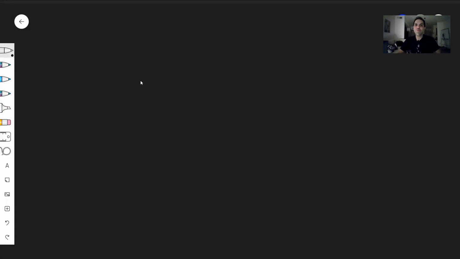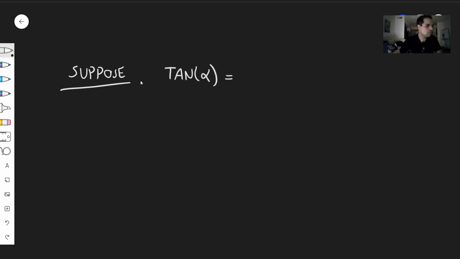And today I would like to do a problem using the sum law for cosine and sine. So here's the problem. Suppose you have an angle alpha, and you know that tangent of that angle equals 1/2. And moreover, that angle is between pi and 3π/2.